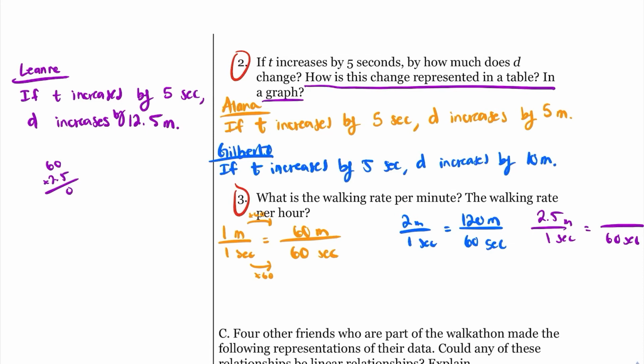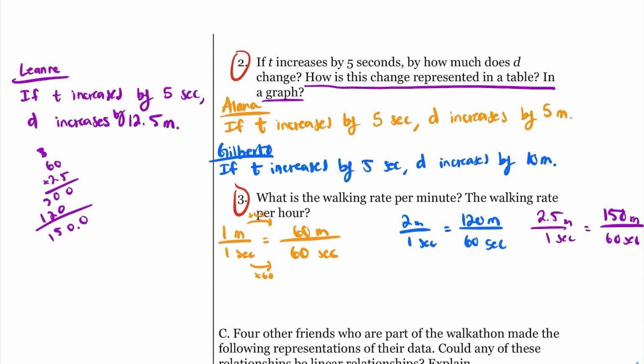I don't have a calculator on me, so I've got to do this by hand here. Whoops, what am I doing? That's 30. Okay. And then 2 times 0 is 0. 2 times 6 is 12. There we go. 150 meters per minute. So 60 meters per minute, 120 meters per minute, and then 150 meters per minute.